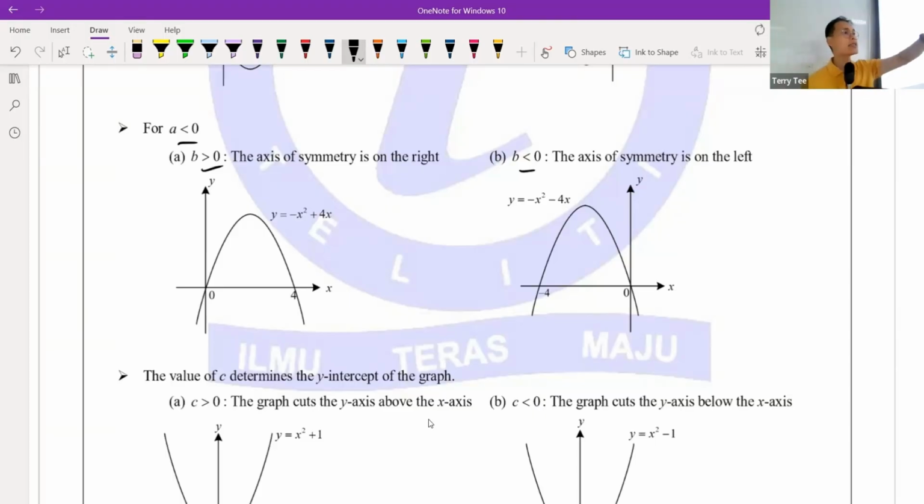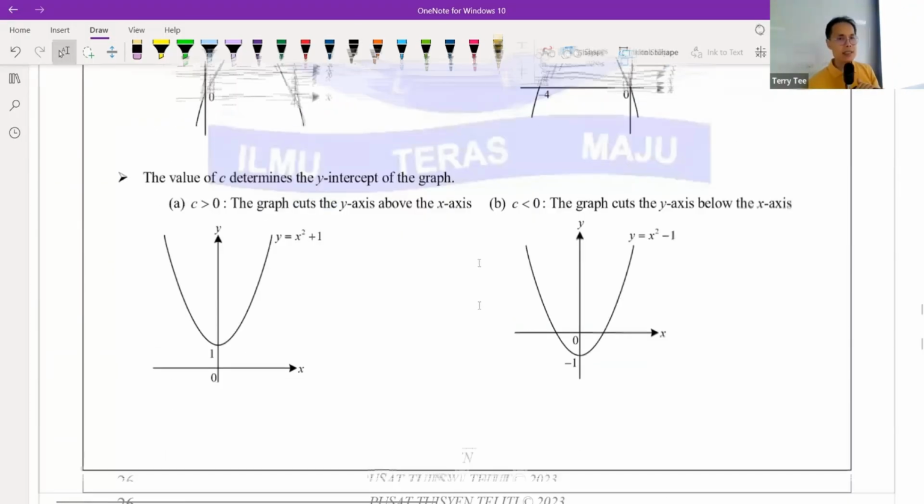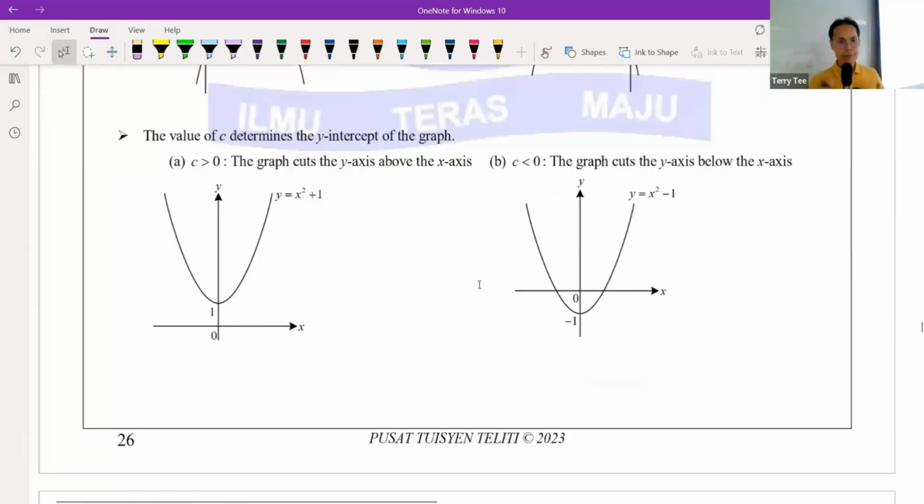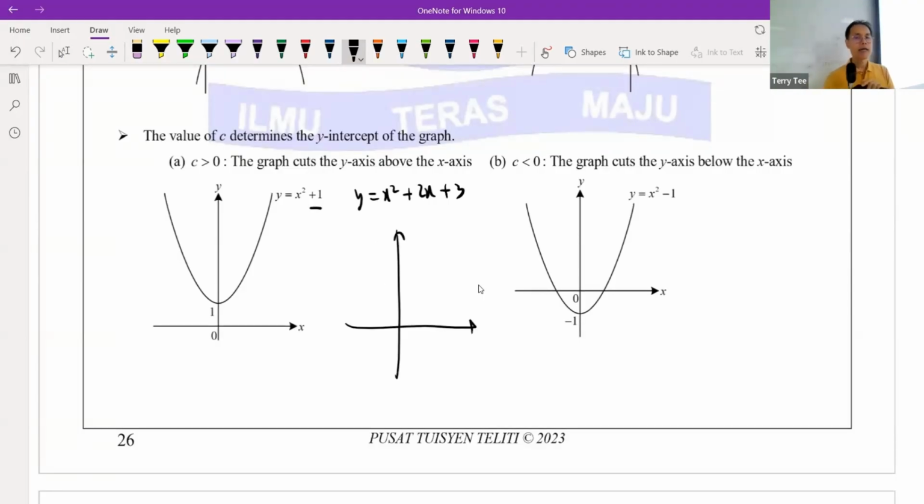Okay, C is the easiest. C determines the y-intercept. Not necessarily symmetrical in the middle. For example, let's say I give you x squared plus 2x plus 3. My axis of symmetry is on the left or on the right? You should be able to tell me by now. Left-hand side. Why? My A and B are both positive, both positive means same sign, so the axis of symmetry is on the left. And my y-intercept is 3.